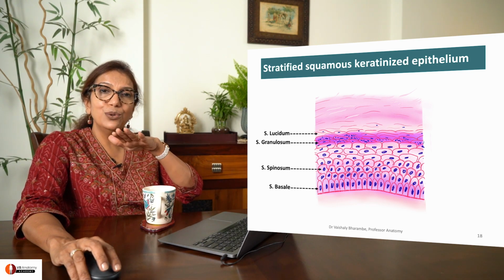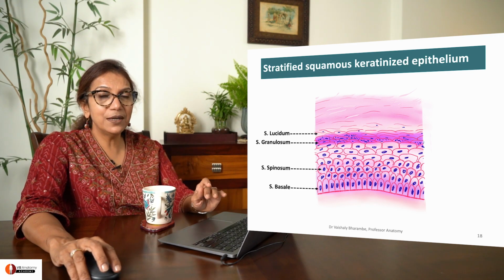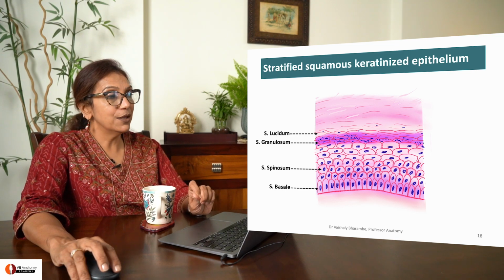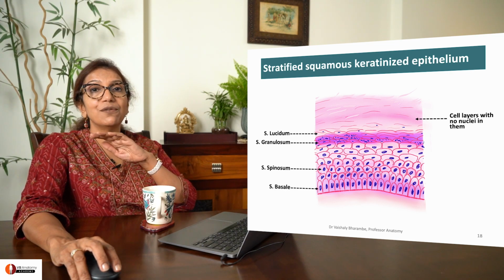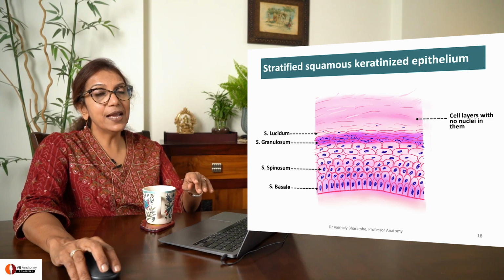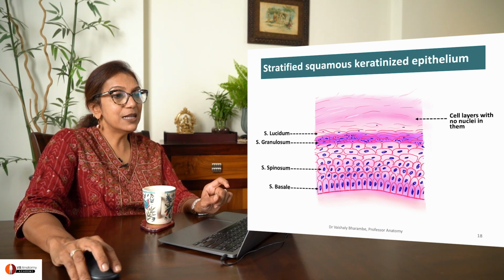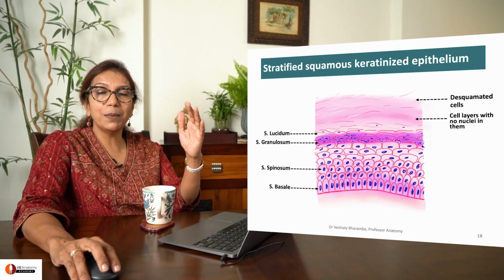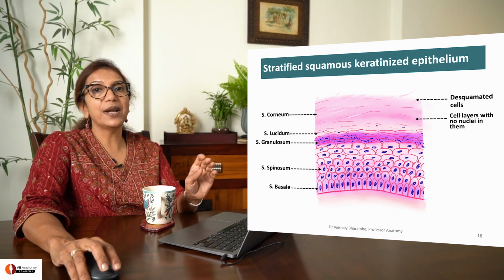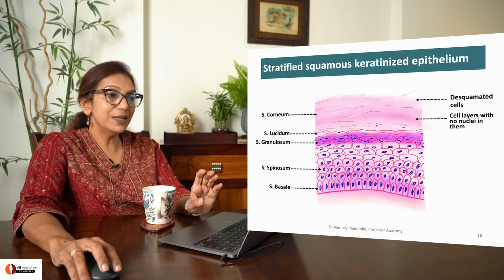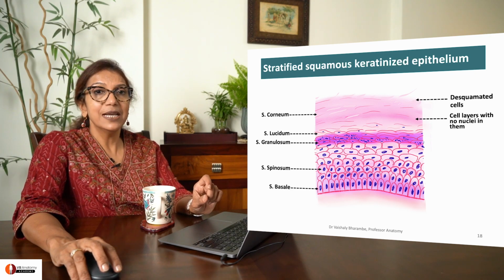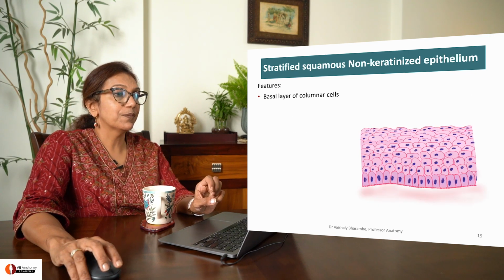Next layer is a lucid layer which contains lipid in it, waterproofing your skin. And the last layer is a layer of dead cells, plate-like, no nuclei, a thick protective layer. The cells on the top are all the time desquamating off. This is called stratum corneum. So this is your stratified squamous keratinized epithelium.